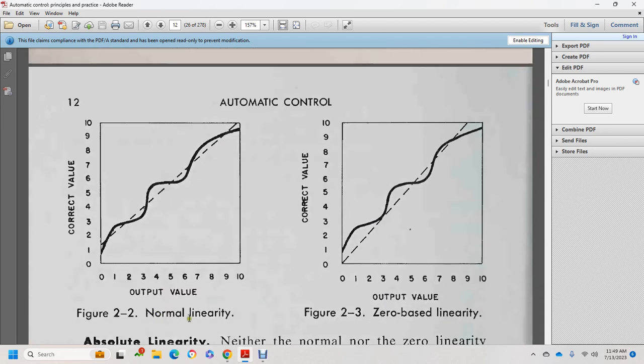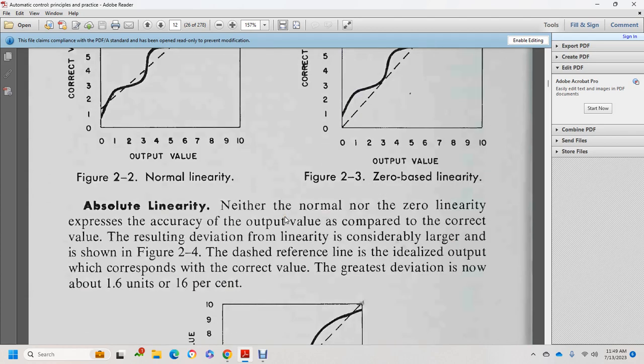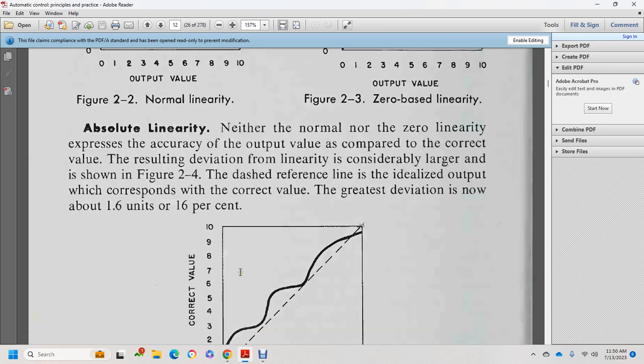So the output nonlinearity, correction values, the automatic control, the zero-based linearity, output values, corrective control. Absolute linearity, neither normal nor zero linear express action for the output value compared with the correct value with the resulting deviation linearity considered with the large and shown figure 2-4 dash reference lines and the idealized output with the correspond with the correct value with the greatest deviation is now 1.6 units or 16%.